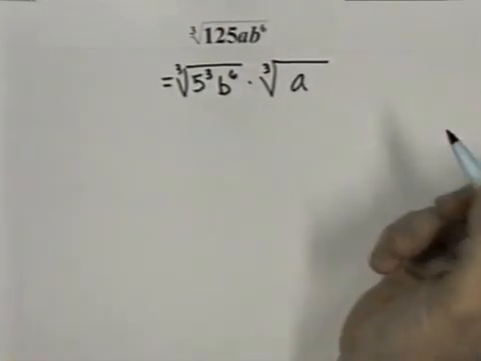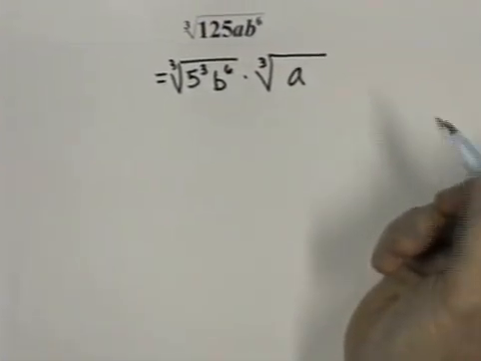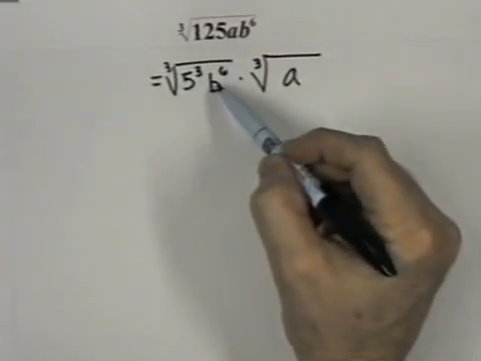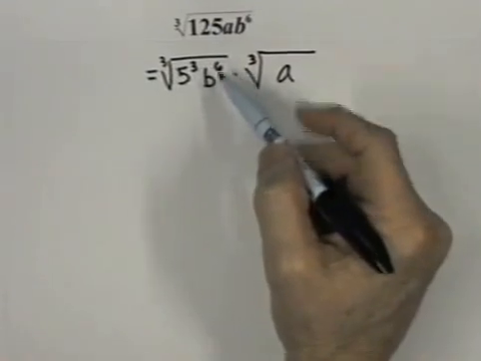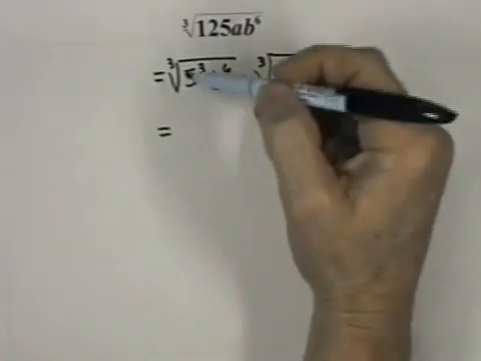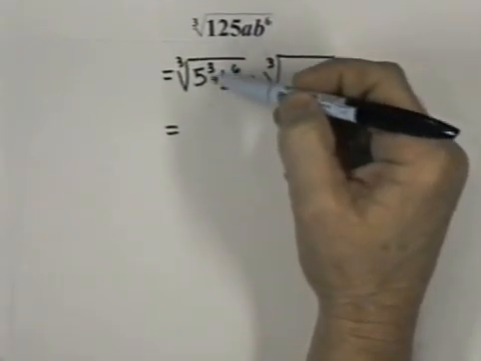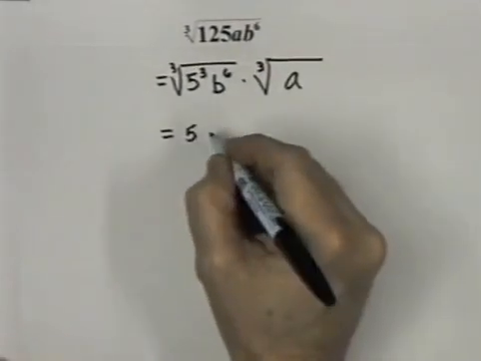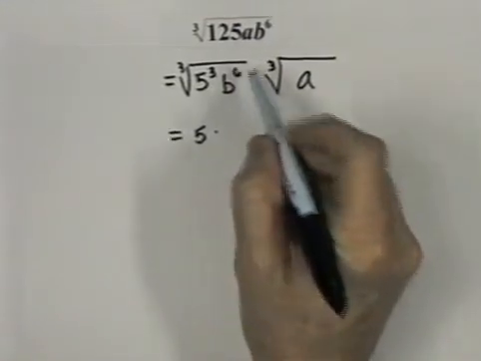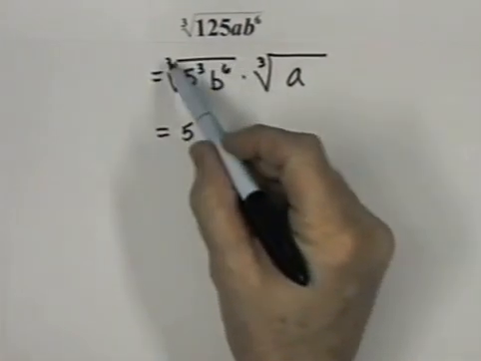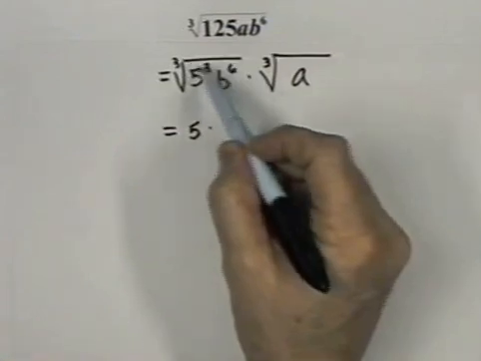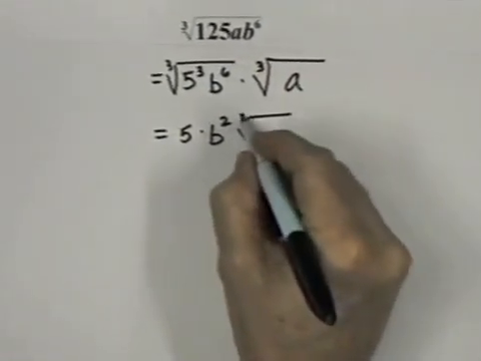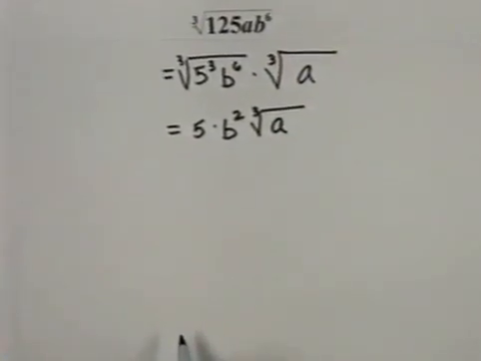And so a is left over here. And I've got a product of perfect cubes. And a product of perfect cubes is a perfect cube. But we don't have to write it that way. We can just take the cube root of each factor individually. The cube root of 5 cubed is 5. And the cube root of b to the 6th, again, one way to think about it is just to divide 6 by 3. And so that is b squared times the cube root of a.